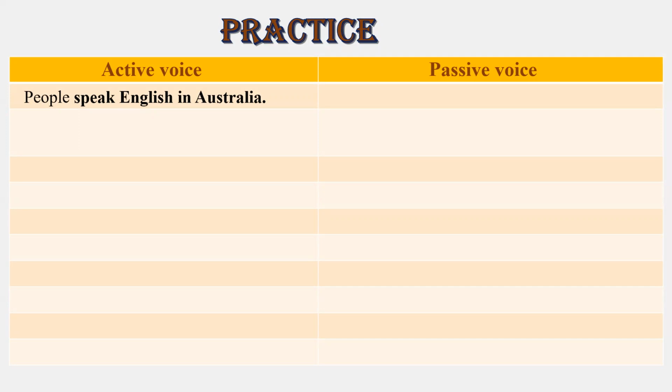And we start the passive voice sentence with the object, which is English, plus the verb be, which has to go with the verb in the active voice, which is in the present simple here, and the subject here is singular, so we put is. And then the past participle form of the verb in the active voice, which is speak, spoken in Australia. Very well.